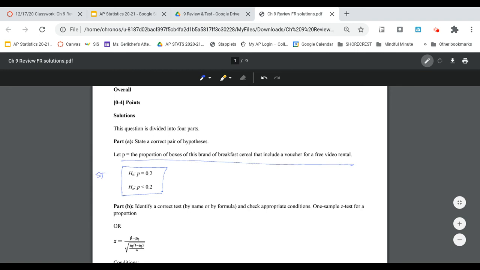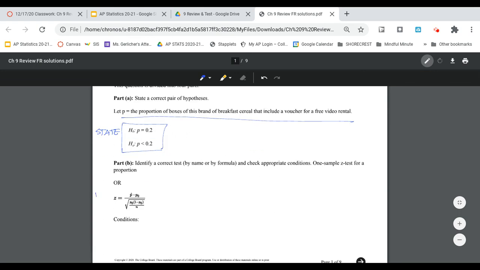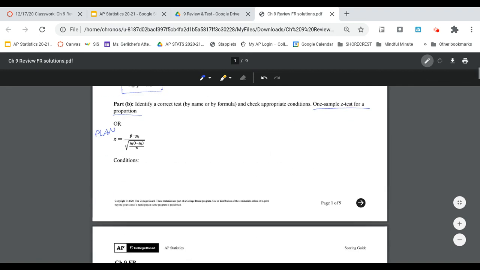So this is the state. Here is the plan part. So they need you to identify the correct test. They said by name or by formula. So if you say one sample Z test for a proportion or for p, you're good. On a side note, if you also included the equation, they would still give you credit for having the right procedure. But we're in the habit of doing both just to cover our bases.